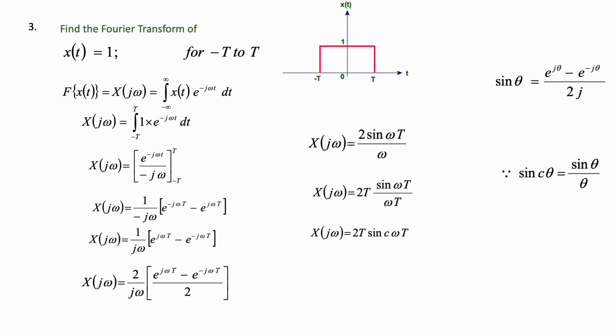Write down the formula for the Fourier transform. What is the limit? Minus T to plus T, and the amplitude is 1. Now you integrate it, substitute the upper limit and the lower limit, and you will get the equation like this. This can be written as 2 sine omega T divided by omega. This can be written in the form sine theta by theta, the sinc form. So this is the Fourier transform for the rectangular pulse.